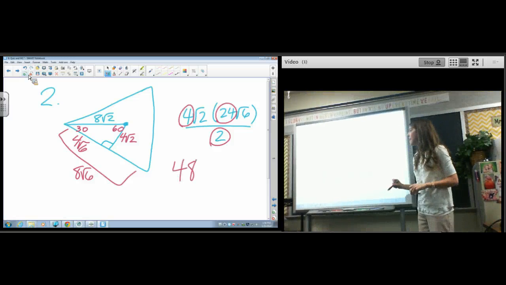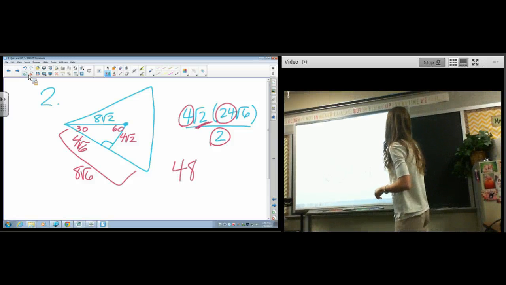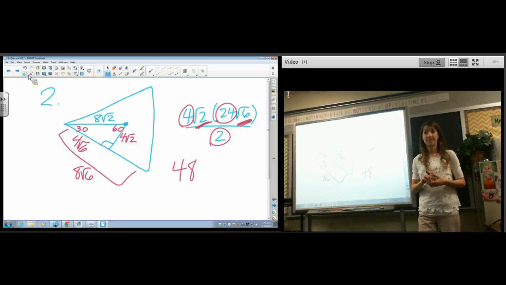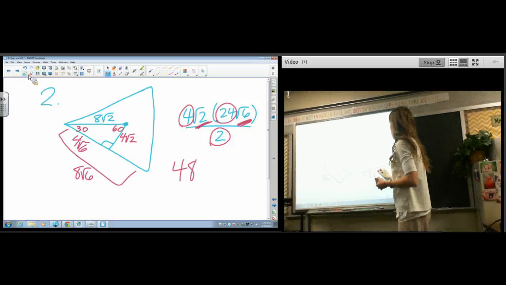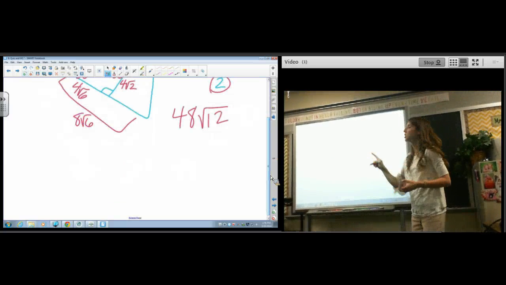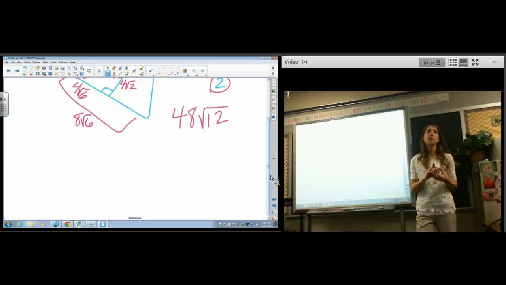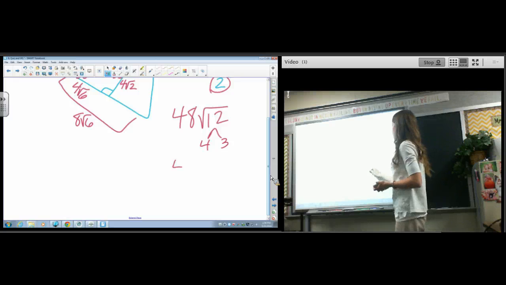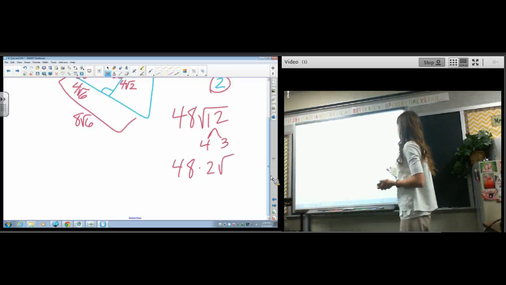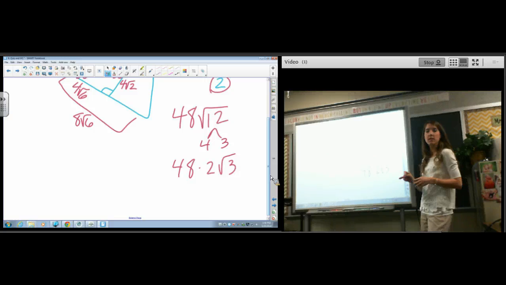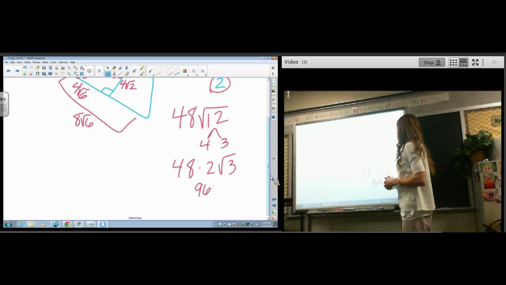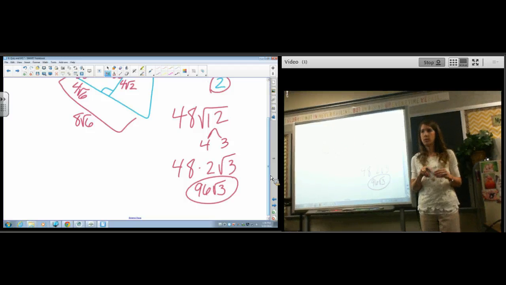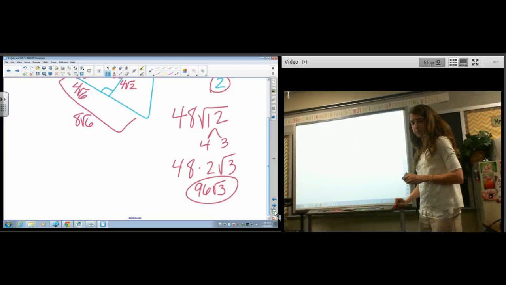48. All right. Now we get to concentrate on the numbers in the radical. What's square root 2 times square root 6? Square root 12. Is that a finished, polished answer? No, sir, Bob. 4 times 3. 4 is a perfect square. 48 times 2 root 3. Final answer? 96 root 3. There's where the 96 root 3 comes from. Better? Number 2? We're okay now? All right, what was the next one?